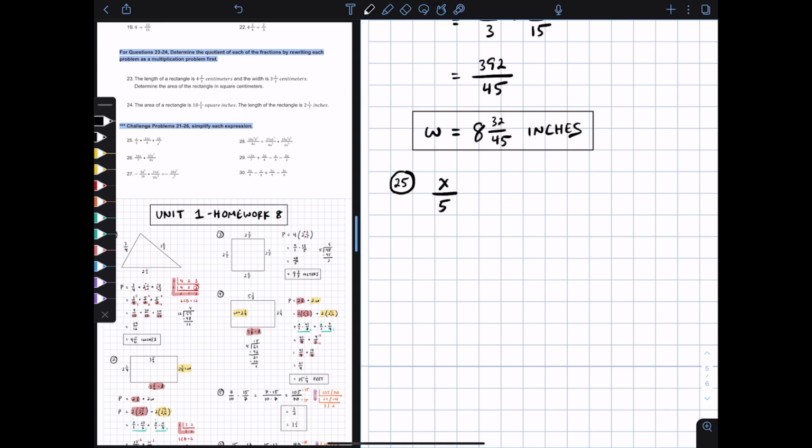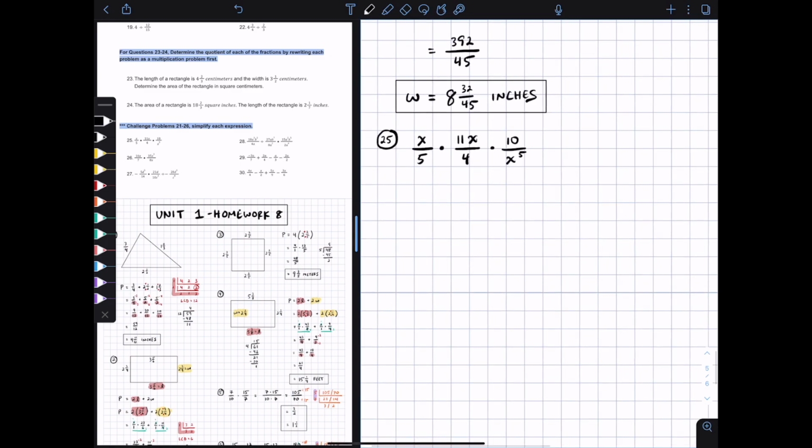So it's going to be x over 5 times 11x over 4, and let's multiply that by 10 over x to the 5th power. So these are actually quite nice to go ahead and do. We can actually cross cancel right from the beginning, or we can multiply the numerators together. I'm actually going to make it one fraction and multiply the numerators together. So we'll just start by multiplying 11 times 10 on top. Those are the coefficients and the constant numbers up there. And so that's going to be 110.